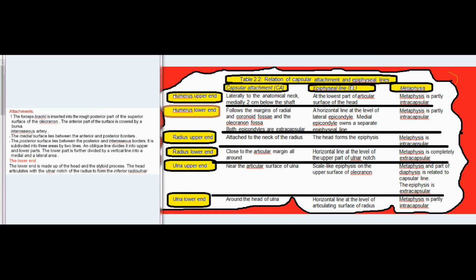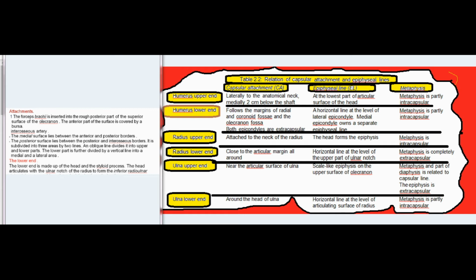1. The biceps brachii is inserted into the rough posterior part of the superior surface of the olecranon. The anterior part of the surface is covered by a bursa. Interosseous artery. 4. The medial surface lies between the anterior and posterior borders. 5. The posterior surface lies between the posterior and interosseous borders. It is subdivided into 3 areas by 2 lines. An oblique line divides it into upper and lower parts. The lower part is further divided by a vertical line into a medial and a lateral area.